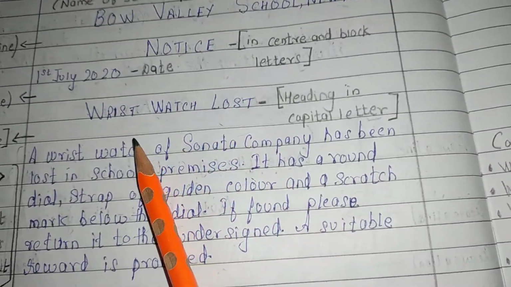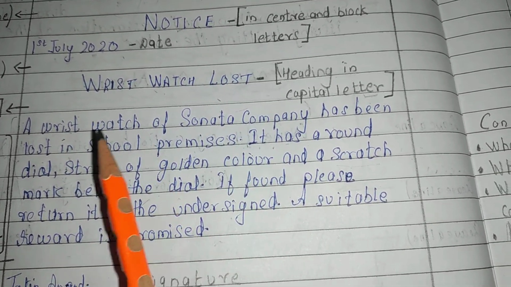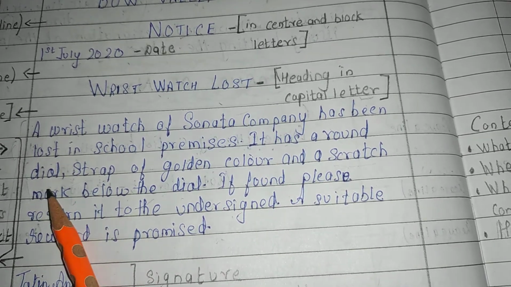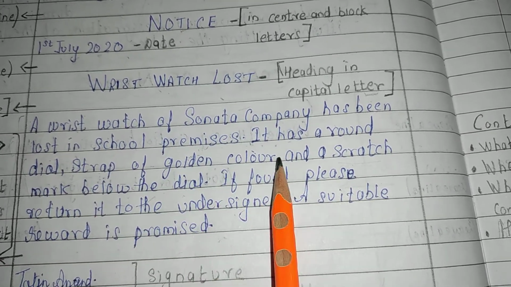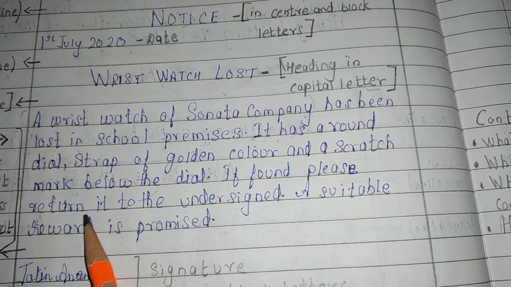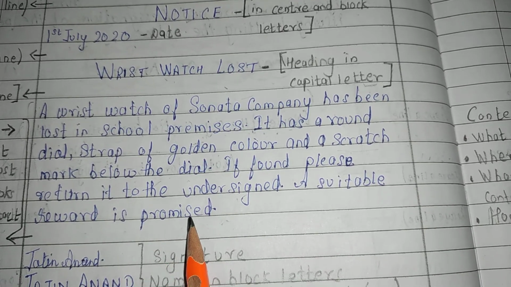So let's read the content. A wristwatch of Sonata company has been lost in school premises. It has a round dial, strap of golden color and a scratch mark below the dial. If found, please return it to the undersigned. A suitable reward is promised.